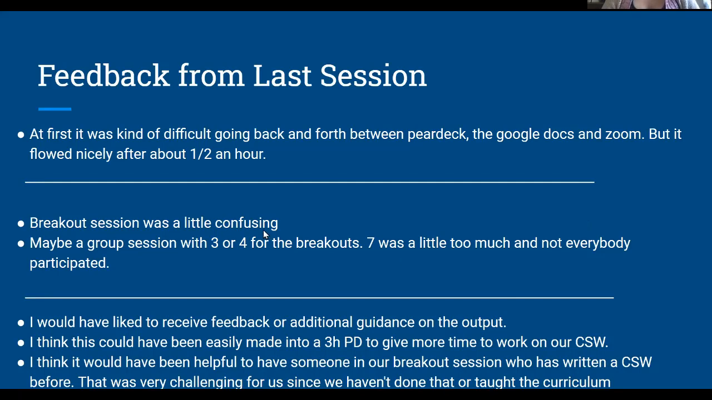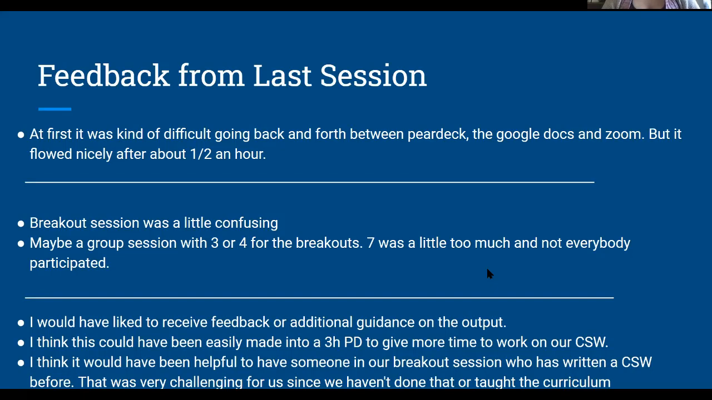Breakout session was a little confusing. I'm hoping that I make it a little bit more clear today, but if not, please make sure you tell me, because I want to make sure that you are using this time or able to use this time productively. So if you're confused, let me know. Maybe a group session with 3 or 4 for the breakout. 7 was a little too much and not everyone participated. I will keep that in mind, and hopefully I'll be able to split you guys up a little bit more evenly. And I just want to encourage everyone to participate because it's helpful to get everyone's ideas.